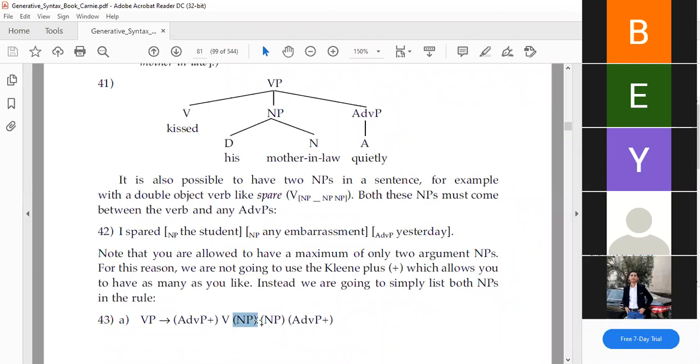Because if we add a plus, this means we can have 2, 3, 4, 5. The plus allows you to have as many as you want. But here in the VP rule, how many NPs can we have after the verb? A maximum of 2. We can have 0, we can have 1, we can have 2, no more than 2.